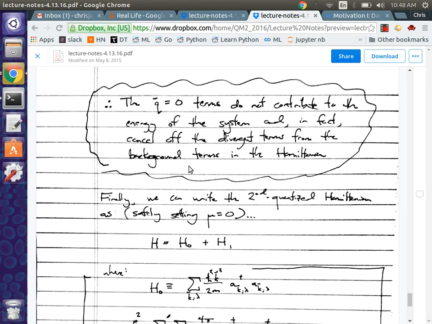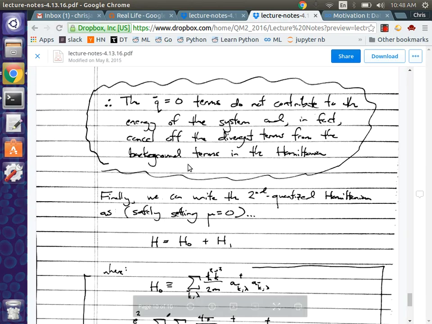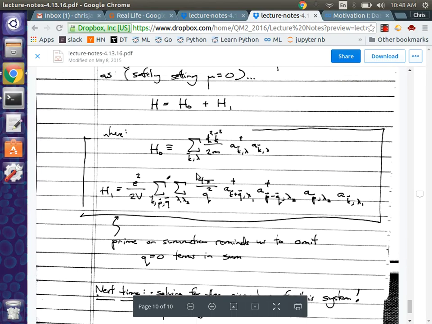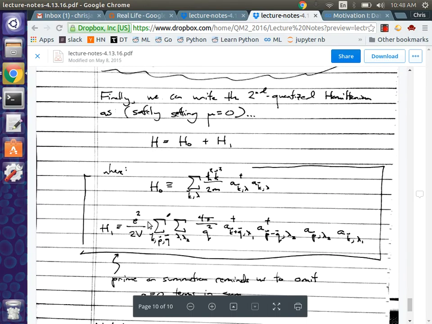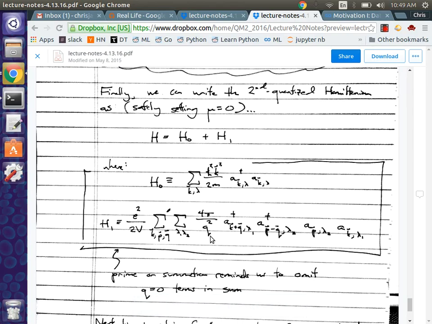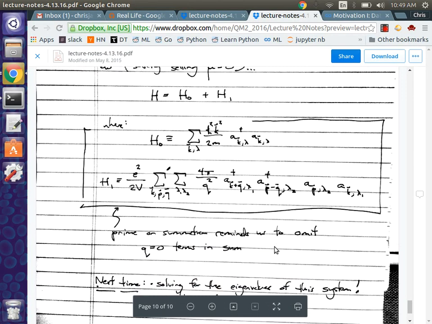Okay. So what it tells us is that these no momentum transfer terms don't contribute to the energy of the system, and in fact, they help us. They cancel off those divergent terms from the background. Okay, so in the end, we can write down what's left after all the smoke clears. We basically have the kinetic term for the electrons, and then we have an interaction term which combines all that stuff we had into one operator, and it just goes like 4 pi over q squared.